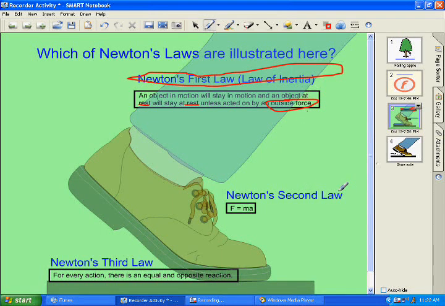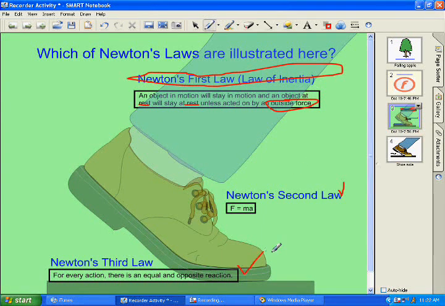Newton's second law is the formula version, which says F equals ma, or that a force is required to accelerate an object and change its motion. If you watch towards the end of that clip, you can actually see as the boys begin to lose, they actually begin to accelerate down the hallway.